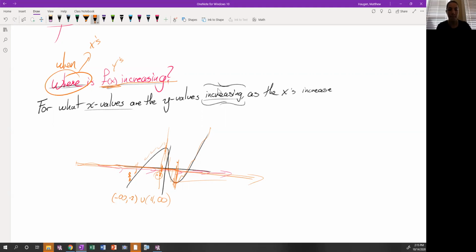Okay. But in order to find that, I have to find the maximum and the minimum, right? Right, because that's where it changes. Okay.